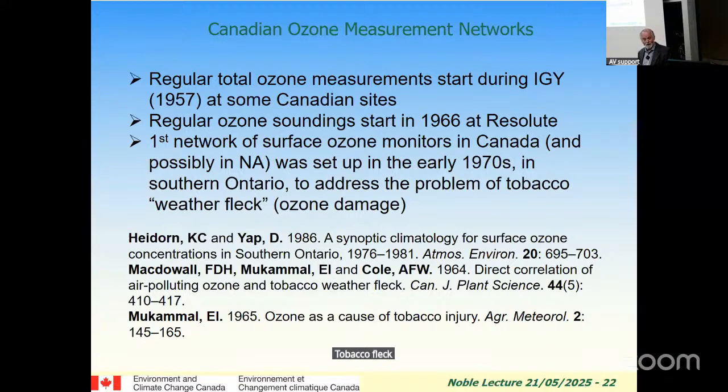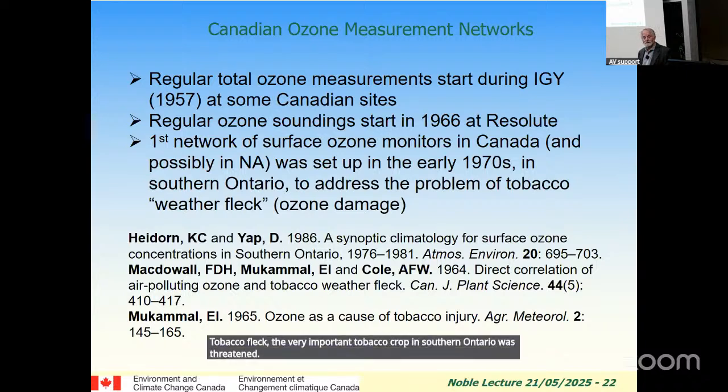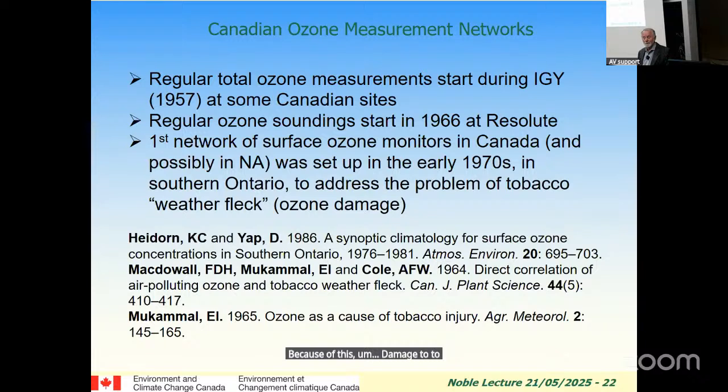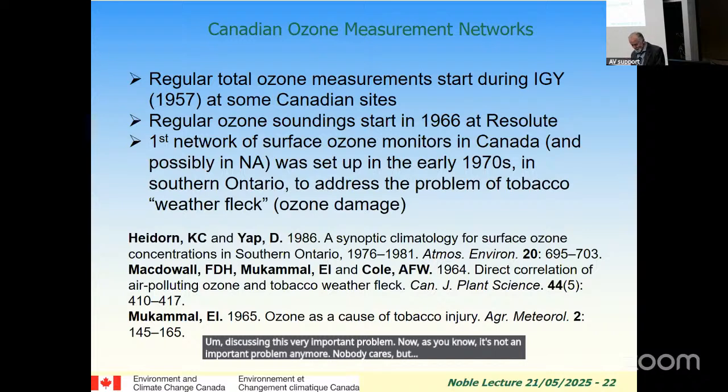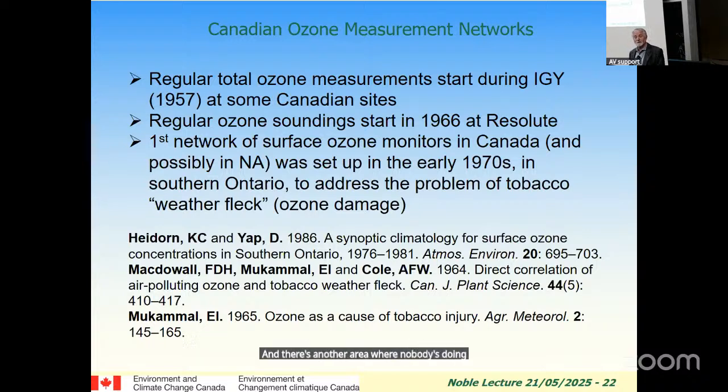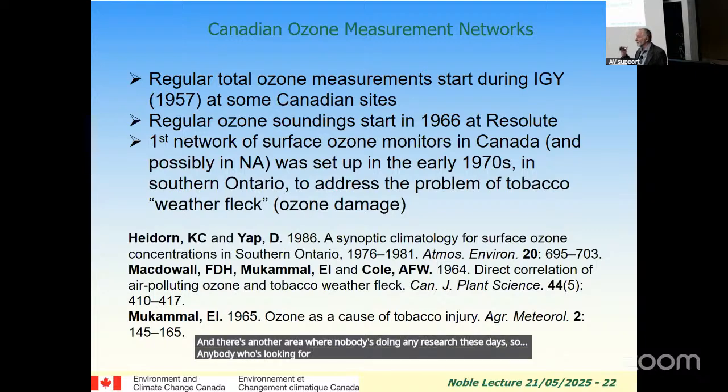The very important tobacco crop in southern Ontario was threatened because of this damage to tobacco leaves, which they suspected was due to ozone. And indeed it was. And so you have these papers from the 1960s and 70s discussing this very important problem. Now, as you know, it's not an important problem anymore. Nobody cares, at least about tobacco damage to crops. But it is still important to other crops, especially wheat. And there's another area where nobody's doing any research these days. So anybody who's looking for a research topic, I have lots of ideas.